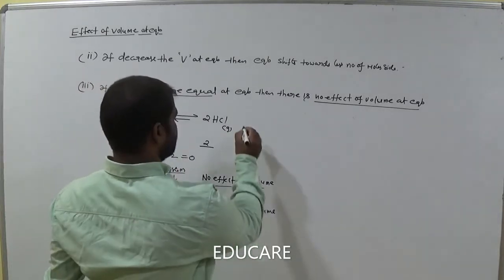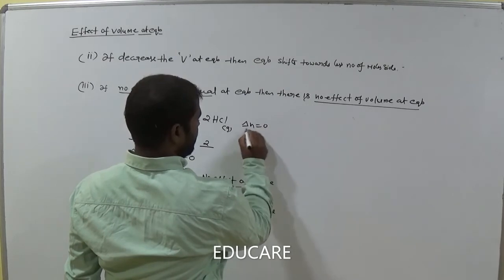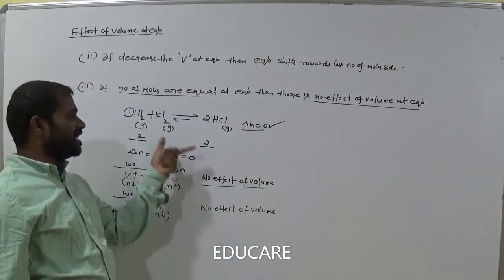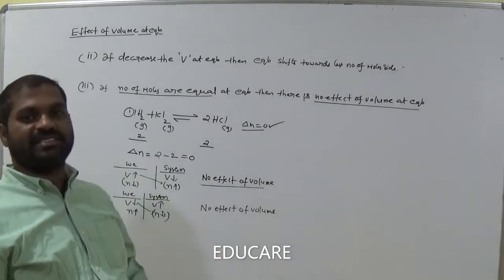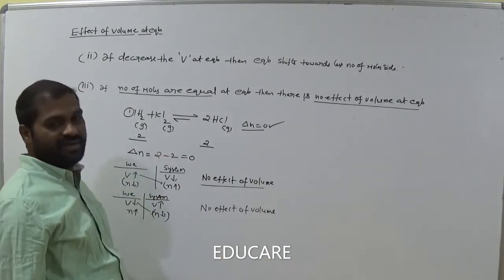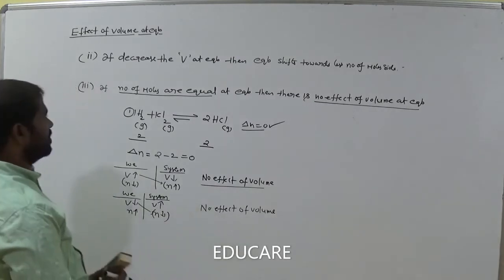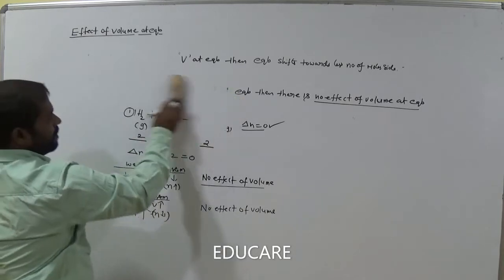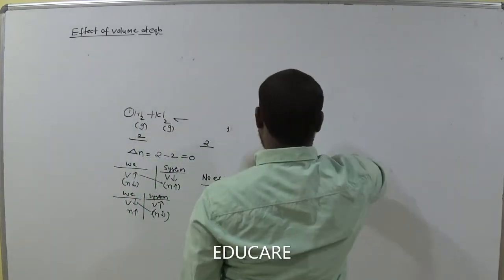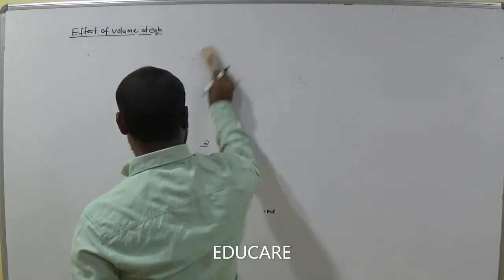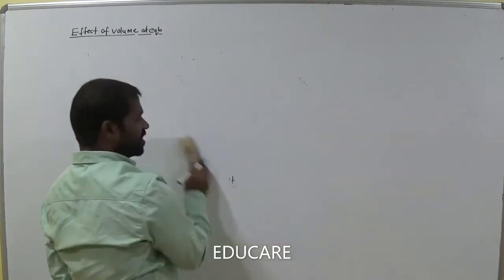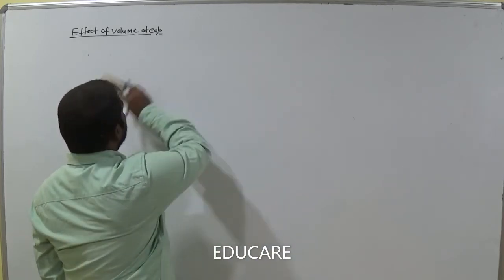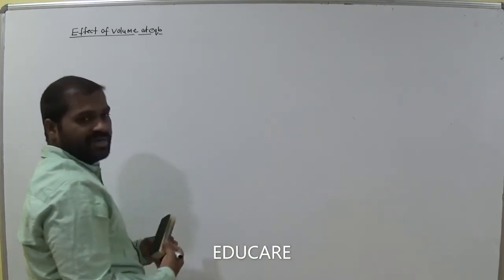Where delta n equals 0, am I right? Delta n equals 0. Then there is no effect of volume at equilibrium, even if we increase or decrease it. There is no change in the equilibrium. Remember this, very very important. We already discussed the effect of pressure at equilibrium, and now this one is the effect of volume at equilibrium.